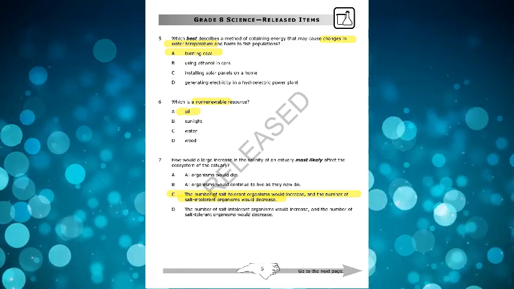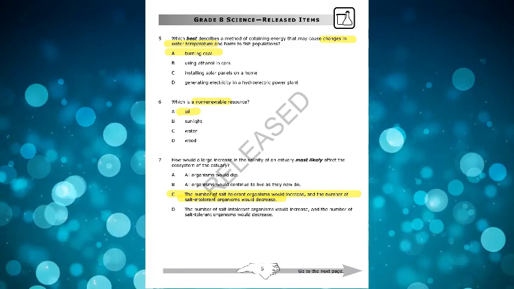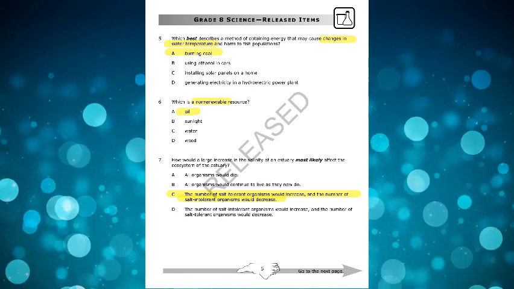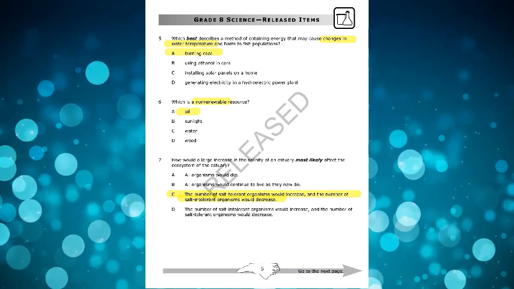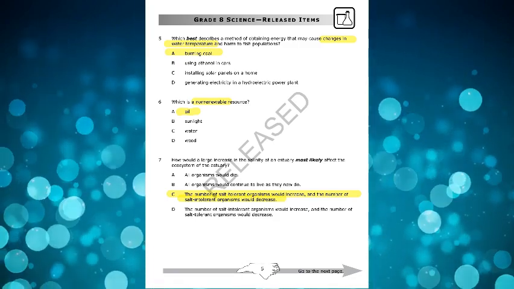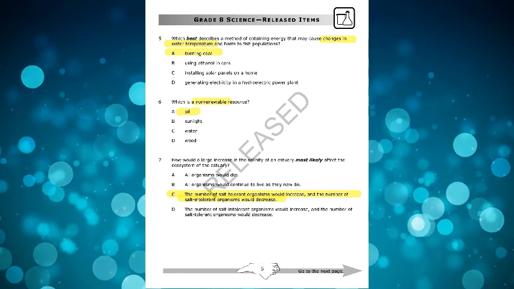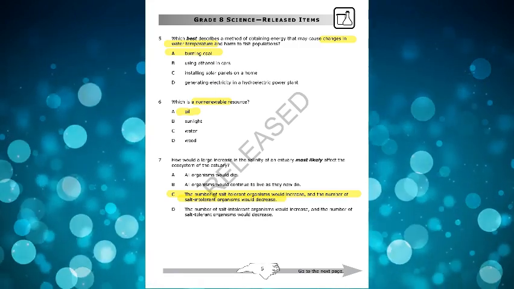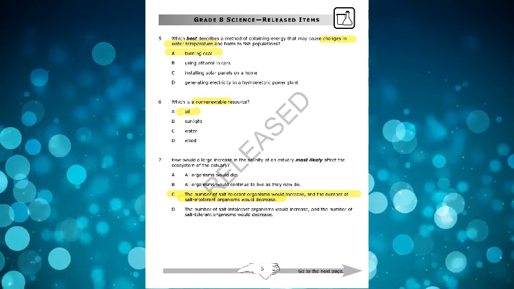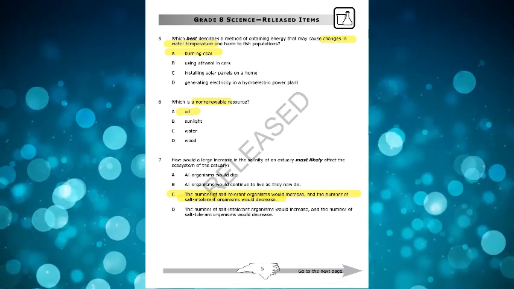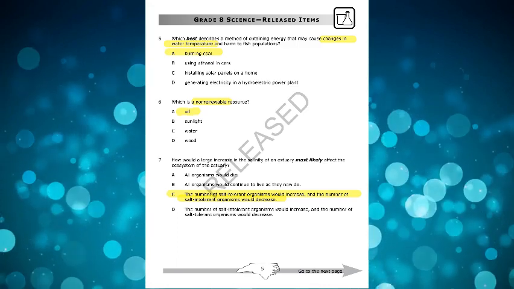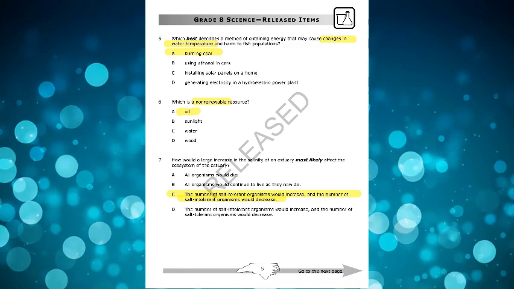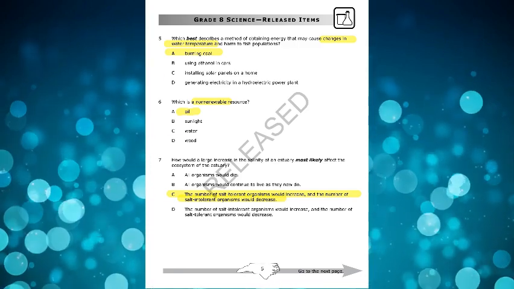And how would a large increase in the salinity of an estuary most likely affect the ecosystem of the estuary? Remember, that's looking at the area where a river meets the ocean. So we're talking about an increase of the level of salt. What would most likely affect the ecosystem when that happens? The number of salt tolerant organisms would increase and the number of salt intolerant organisms would decrease, because there's more salt, so more salt loving animals would live there.